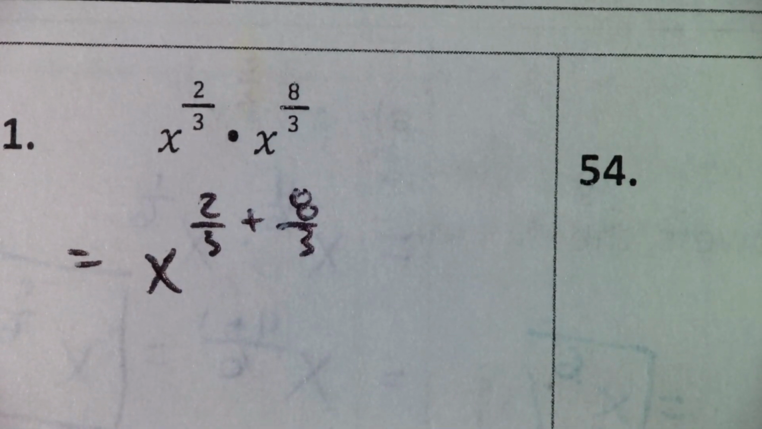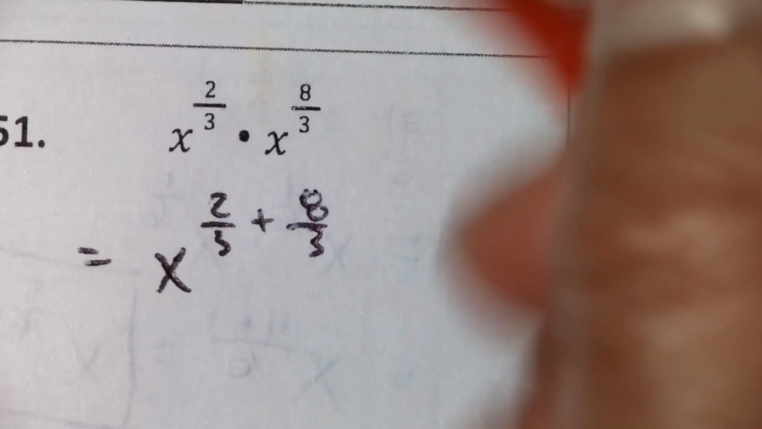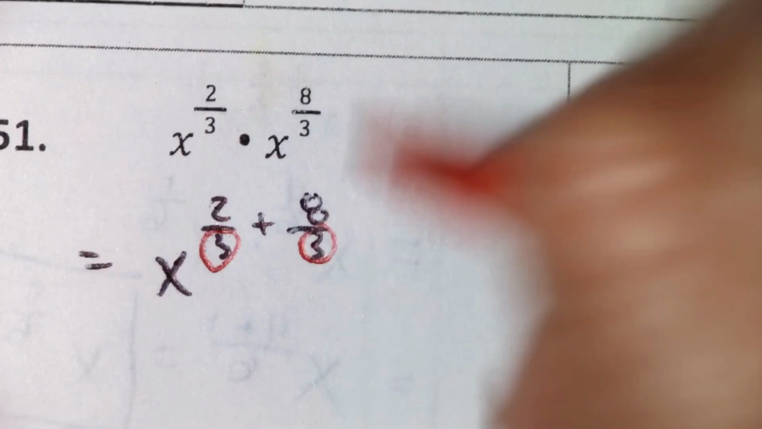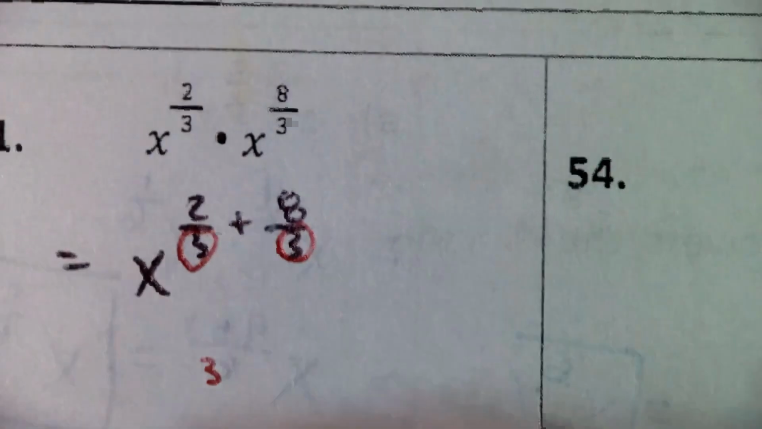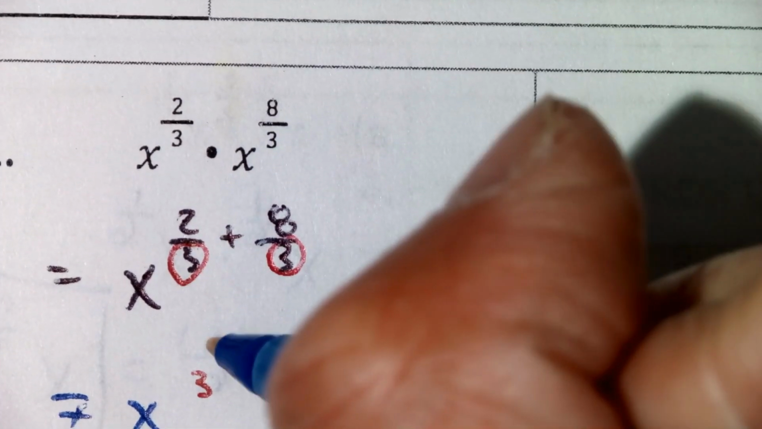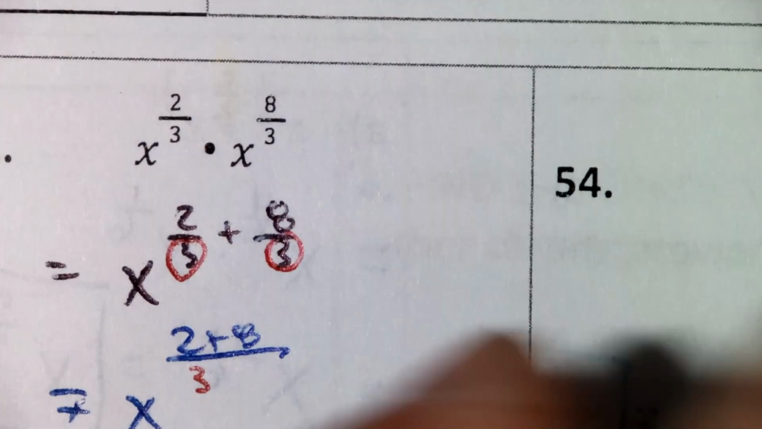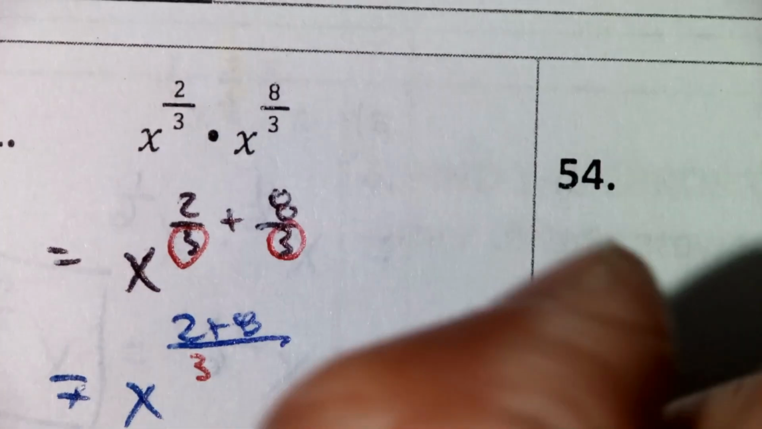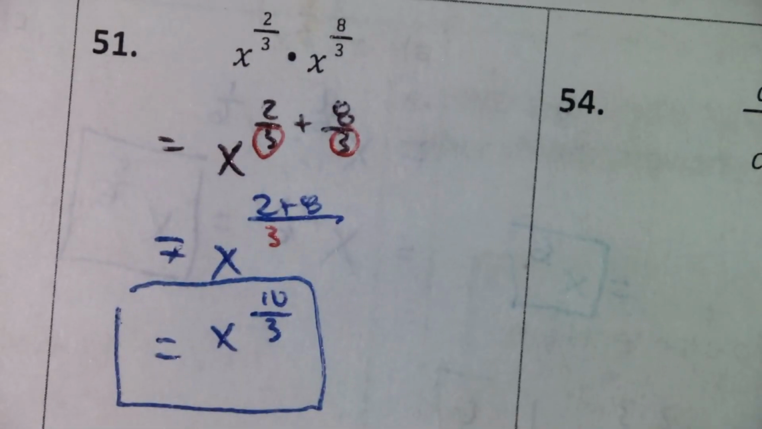So you just add the tops. Let's go ahead and do that. So common denominator here in red, x over 3, x to the 2 plus 8 is 10. So I get x to the 10 over 3. Let me bring this down. Give me a second.